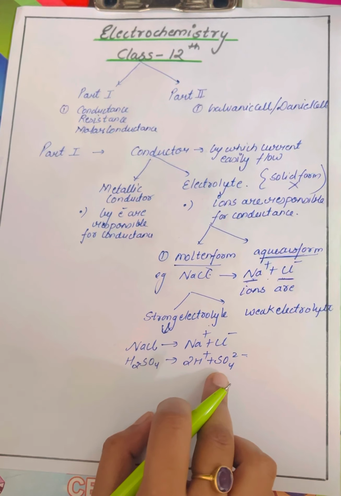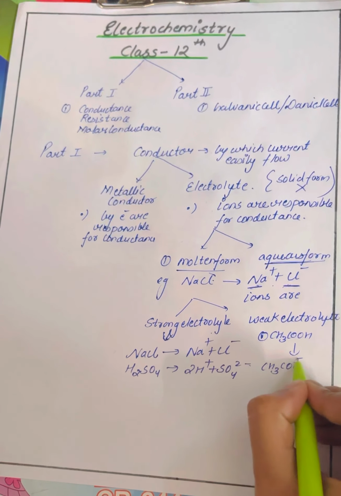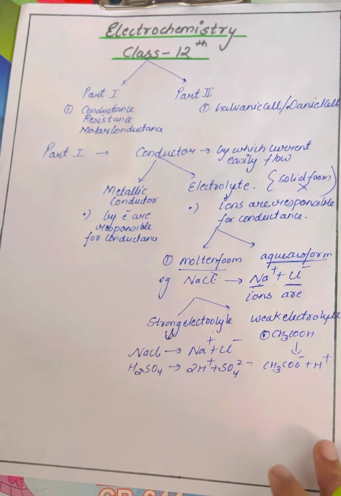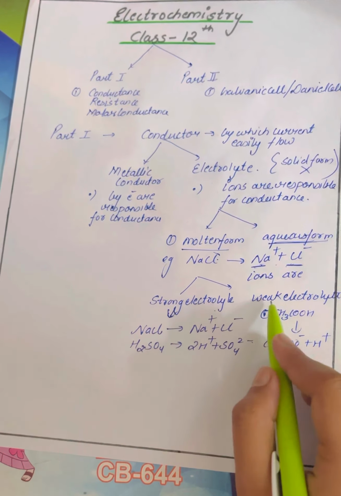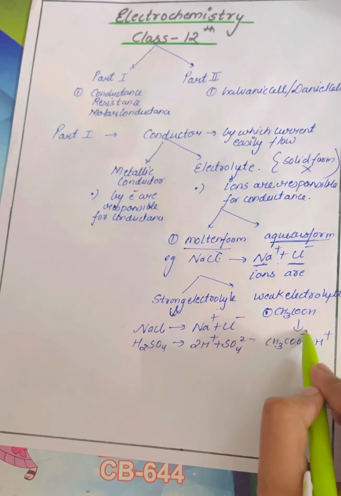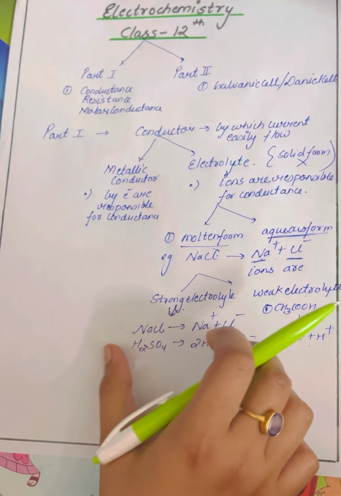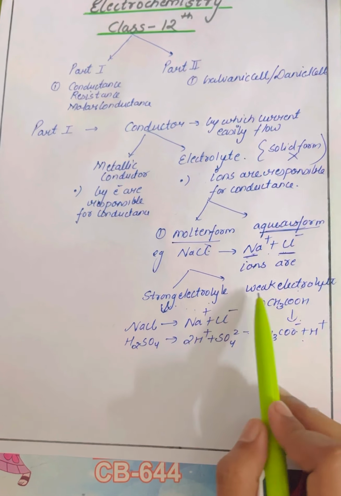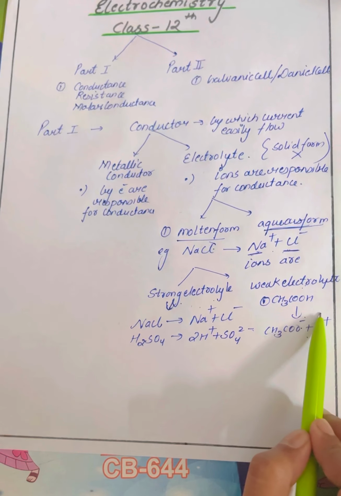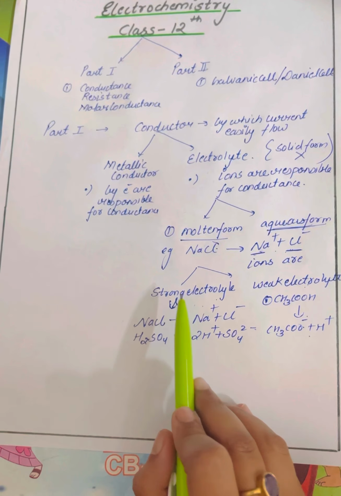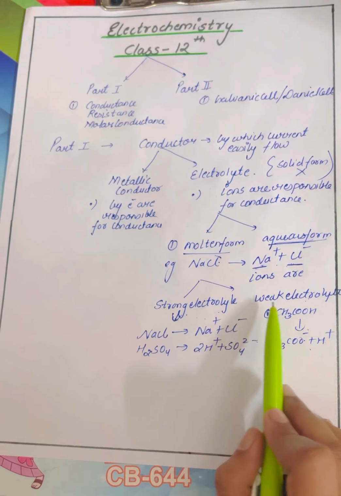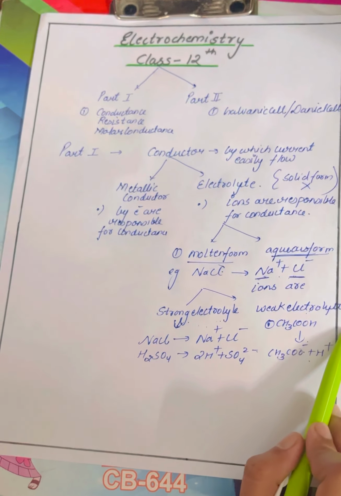But weak electrolytes do not get completely dissociated into ions. For example, acetic acid gives CH3COO negative plus H positive. Here we can say the number of ions in a weak electrolyte is less as compared to a strong electrolyte. Strong electrolytes are completely ionized while weak electrolytes are not completely ionized. The number of ions is greater in strong electrolytes, but less in weak electrolytes.